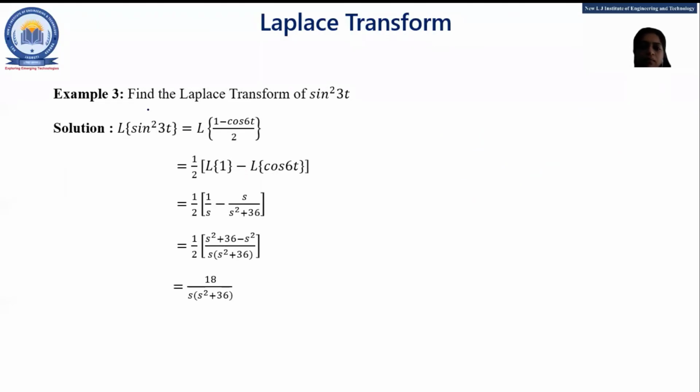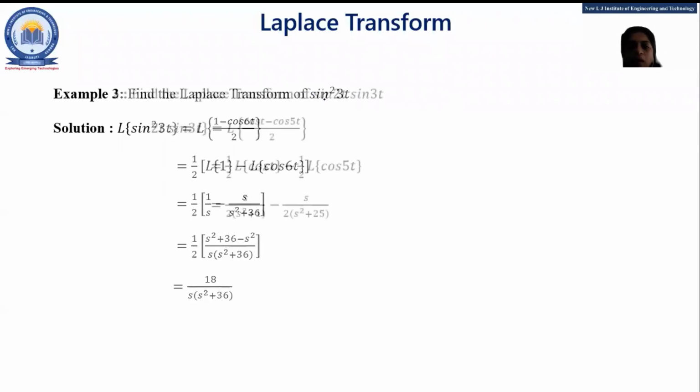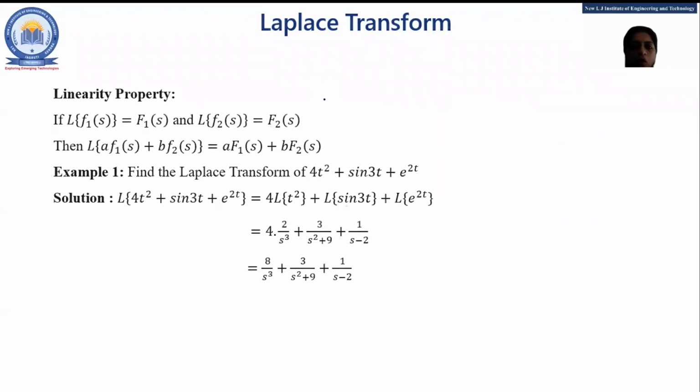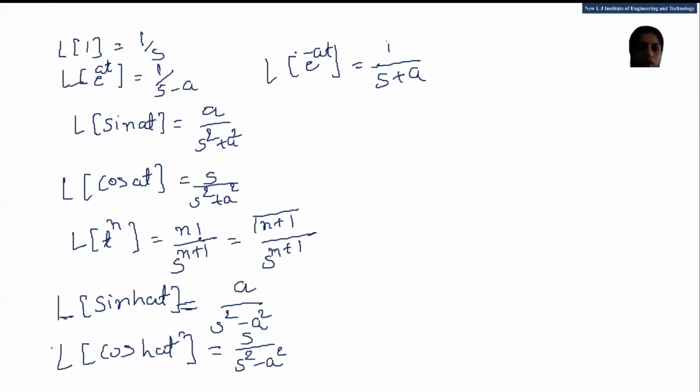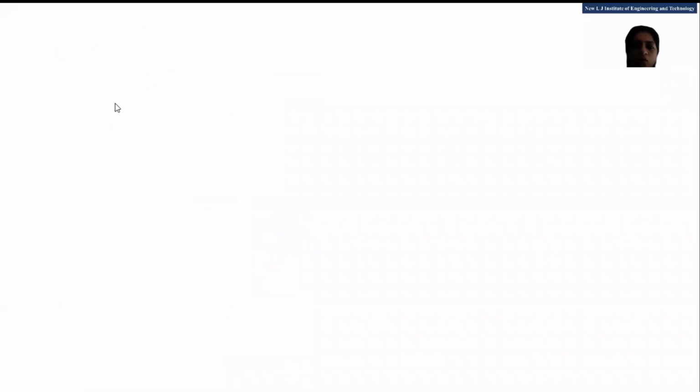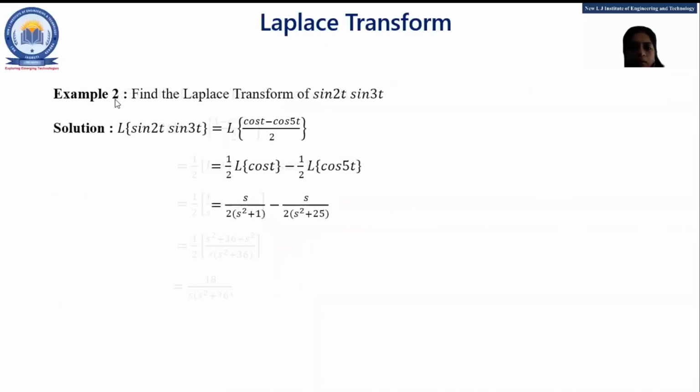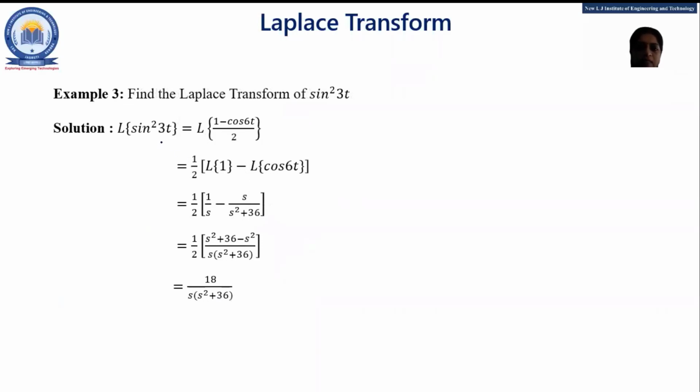So let's move on with one more example. That is, find the Laplace transform of sin square 3t. See, we have the formula to apply the Laplace for only sin t. Okay, for only sin t. We have no formula for sin square, for sin cube, for sin raised to 4. In that case, we have to convert our square into the linear form.